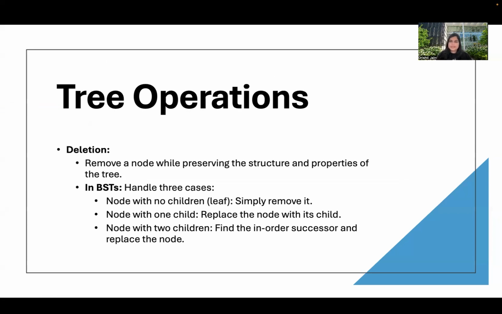In case of BSTs, you need to handle three cases: nodes with no children, one child, and two children. If it is a leaf node, that is a node with no children, you simply remove it. If it is a node with one child, you replace the node with its child. If it is a node with two children, you find the in-order successor and replace the node being deleted with it.